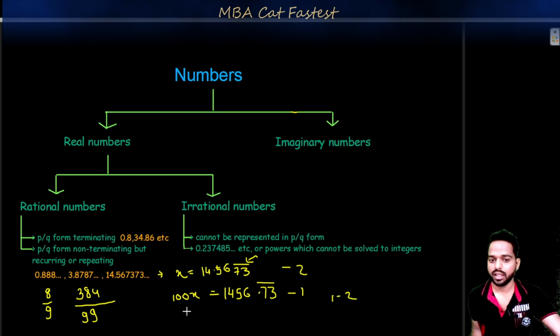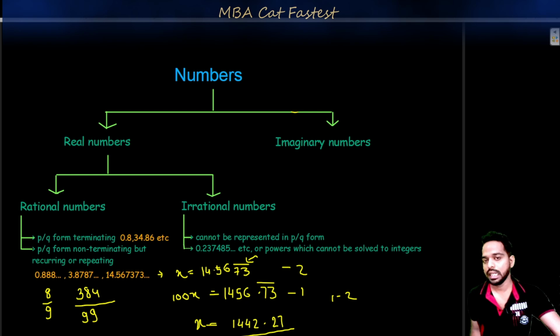What will come? This side it will become 99x, and this side it will come 1456 minus 14. This will become 1442, and this side is 73 minus 73, the repeating parts get cancelled. So you divide this by 99 and you are already getting this in the form of p by q. If you cancel out the decimal part, this will become 9900.